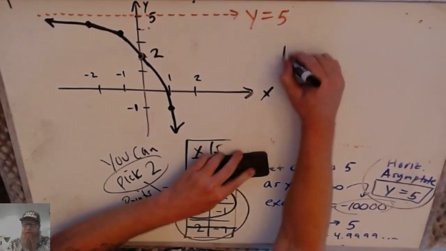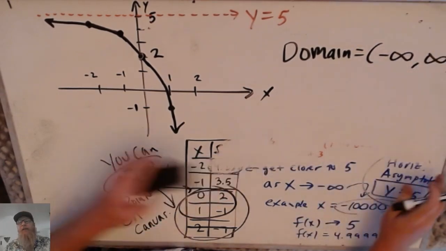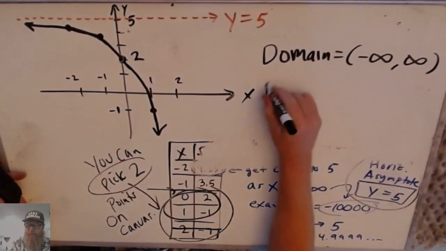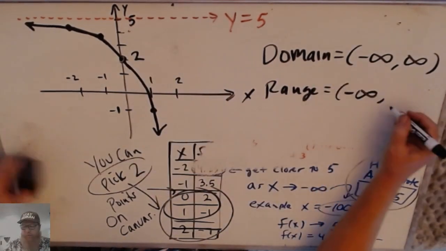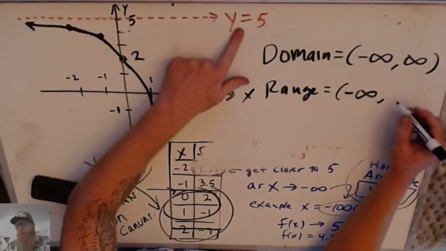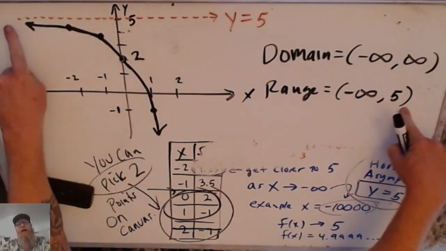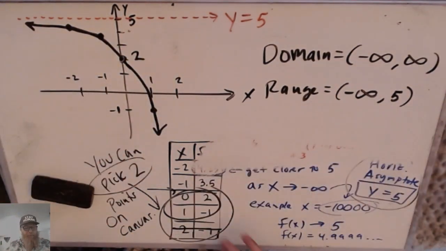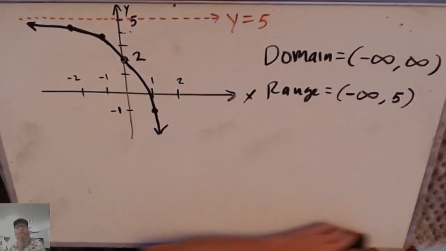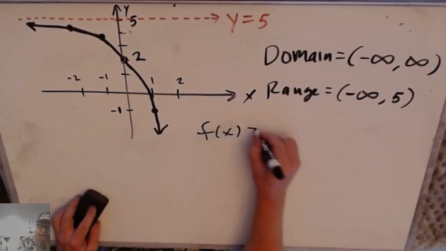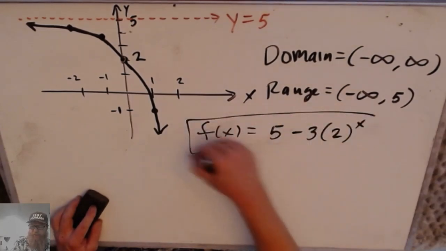I may also ask for the domain and the range. Remember, the domain is a free answer, -infinity to infinity. Try to take your free answer. The range is not free. You have to look carefully at the graph. It goes from -infinity all the way up to y = 5, but it's never going to touch this dotted line. So it's always going to stay below y = 5. Okay, so this is the graph f of x equals 5 minus 3 times 2 to the x.